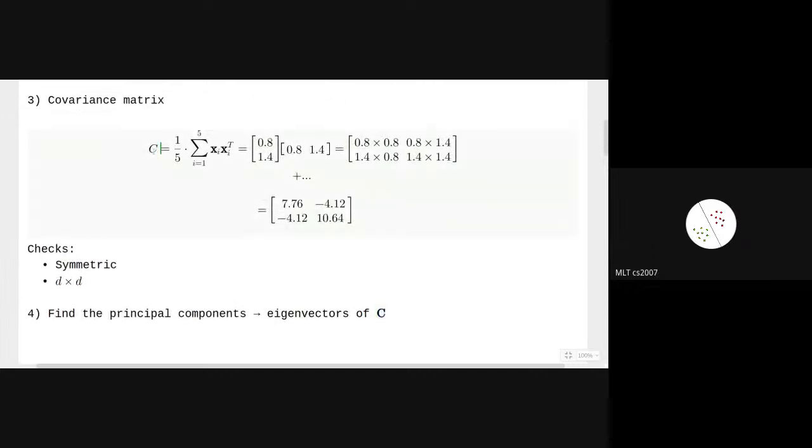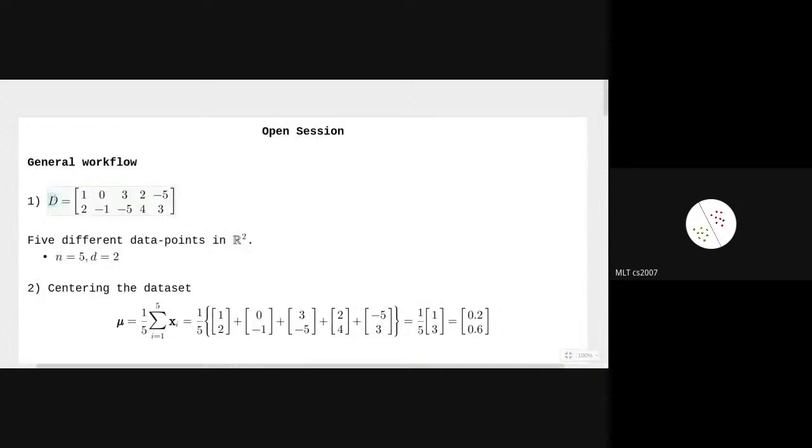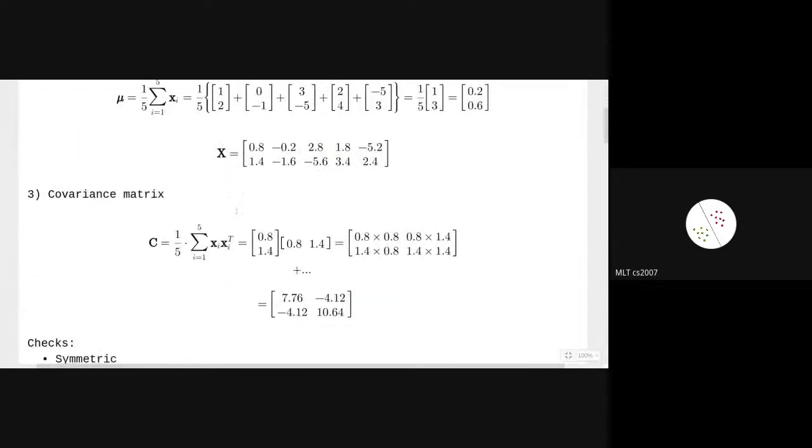So find the principal components. They are nothing but the eigenvectors of C. So find the eigenvectors of C. I'll call this D and I'll call this thing X, because that's better.